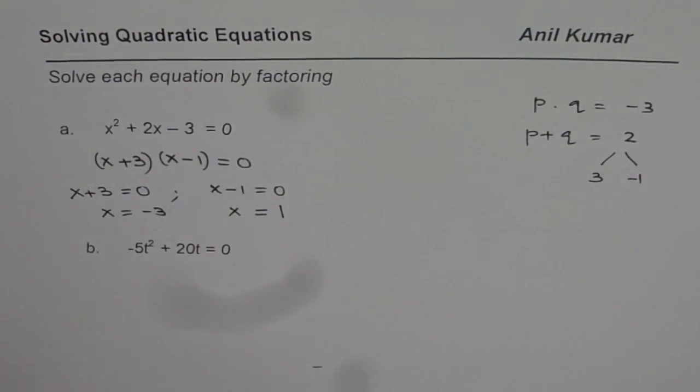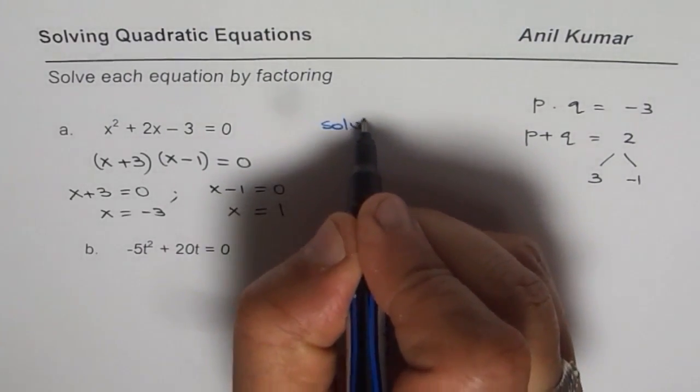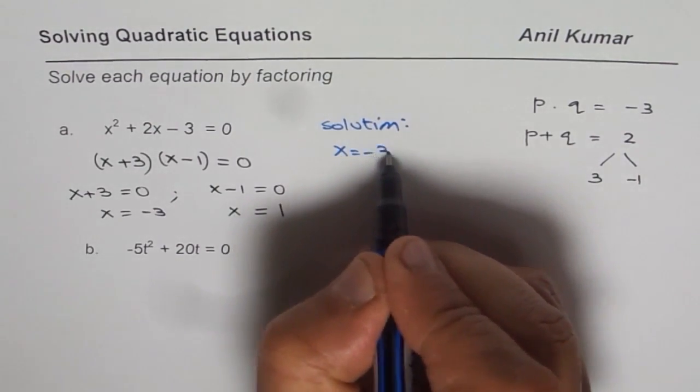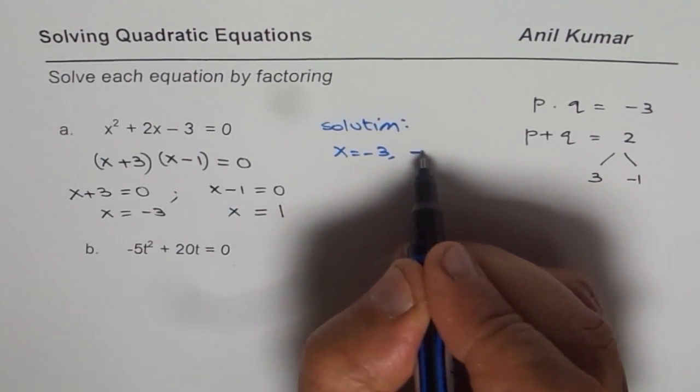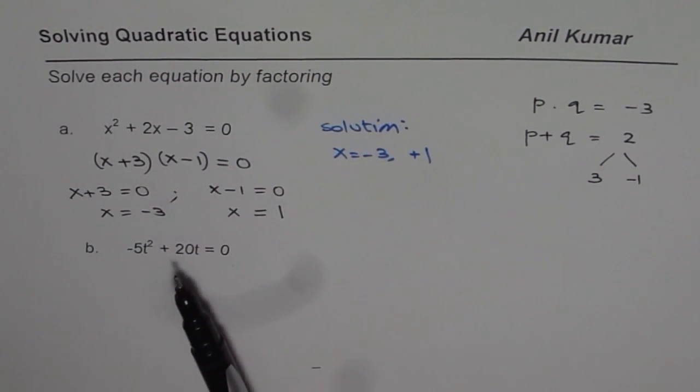So in this case we have two solutions, and our answer or the solution is x equals minus 3 and x equals plus 1. So these are the two solutions for the given quadratic equation. Let us follow the same steps and do the next one.